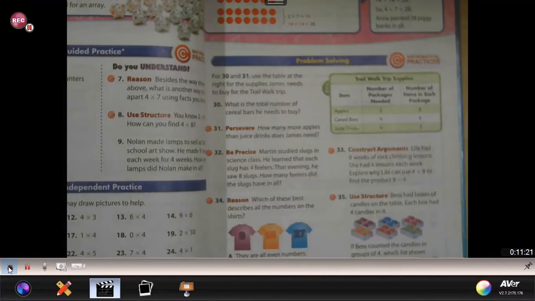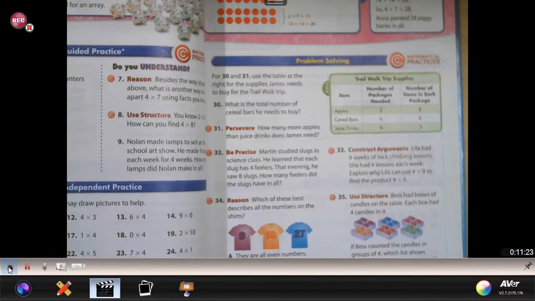Okay, so Martin studied slugs in science class. It's like a snail, but without a shell. He learned that each slug has 4 feelers. That evening, he saw 8 slugs. So if you're picturing this, visualizing it in your head, you have 8 slugs in front of you, and you know that there are 4 feelers for each slug.